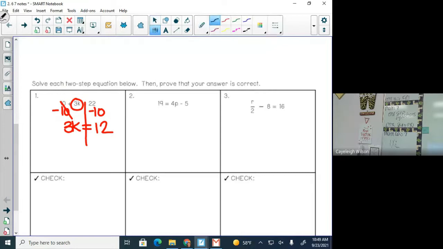So this is multiplication right here. So I want to get rid of it being multiplied by 3, so I'm going to divide by 3. So 3 divided by 3 is 1k, which is just k, so now my k is isolated. And 12 divided by 3 is 4. And we're going to come back and check them at the end.